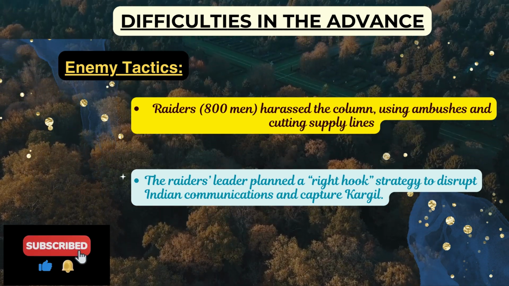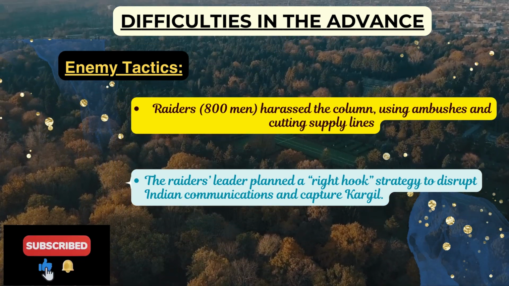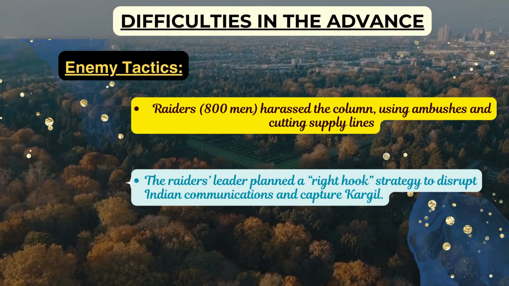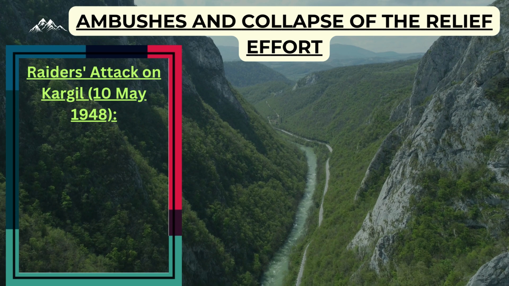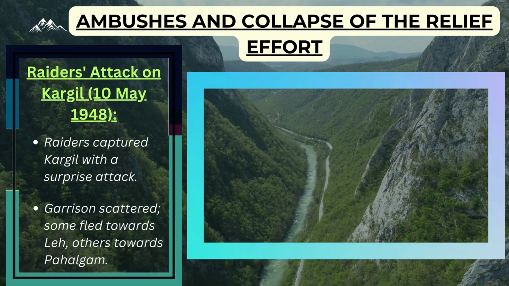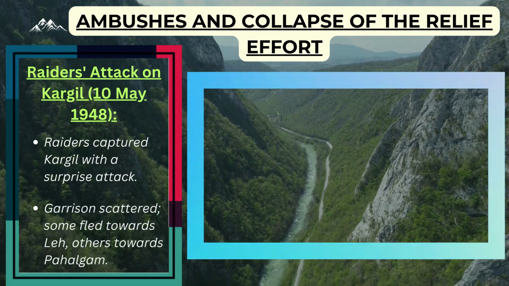Friends, now let's discuss one of the most devastating moments in this campaign: the ambushes and the collapse of the relief effort, starting with the raiders' attack on Kargil on 10th May 1948. This marked a turning point in the conflict.